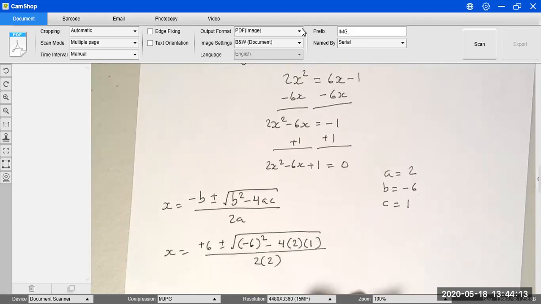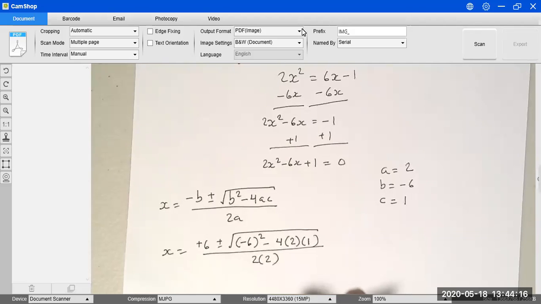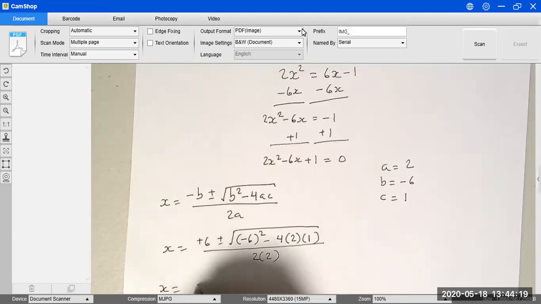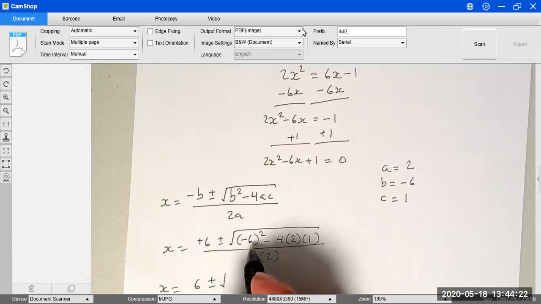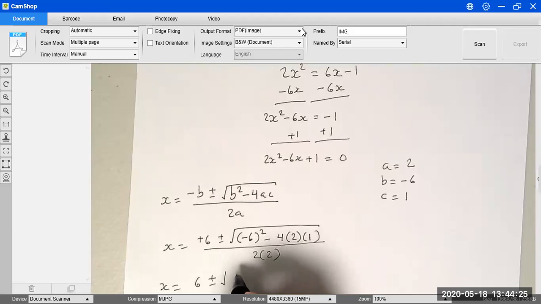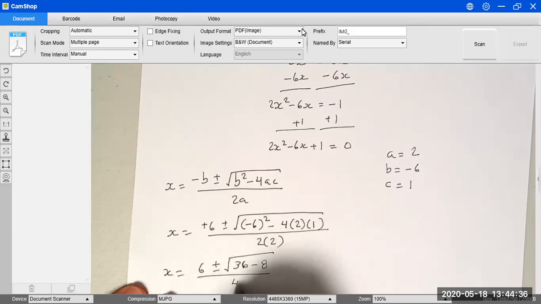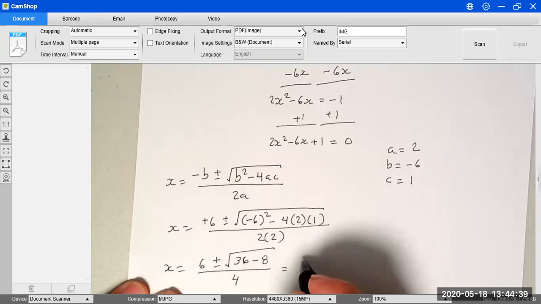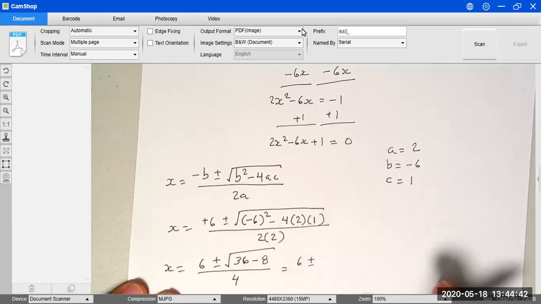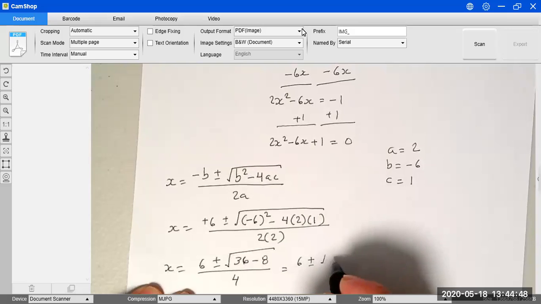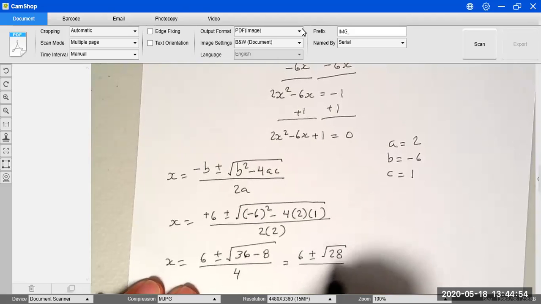So now we're going to proceed to simplify the radical first. So we're going to have 6 plus minus the square root of -6 squared, which is going to be 36. And then you have -4 times 2 is going to be negative 8, over 4. Then we continue with the radical, and then you have 36 minus 8 is going to be 28. So that's the radical of 28 over 4.